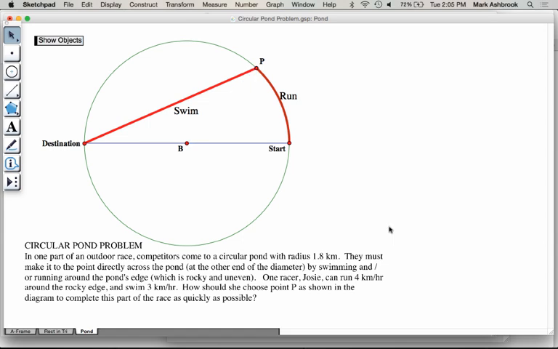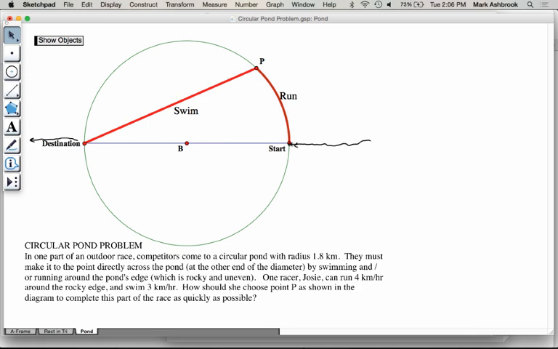Okay, so here's an optimization problem. We've got a pond as part of an outdoor race. They come to this pond with a radius of 1.8 kilometers, and they're coming in this way as part of the race. So they come in here and get to this point right here, and they've got to make it to this point to continue the race.